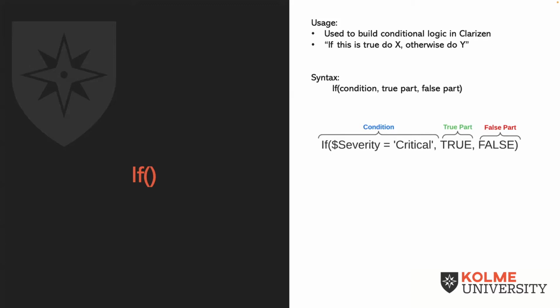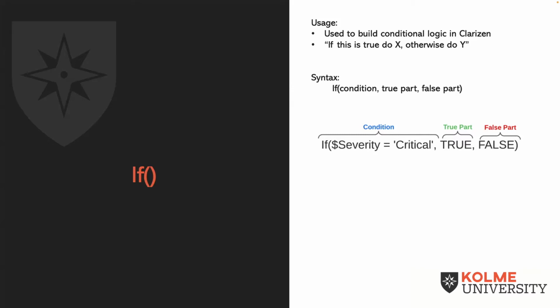So if we look at the example that I have on the screen here, if severity equals critical, we're going to mark it as true. If the severity does not equal critical, it will be marked as false. Right. And so this first part, as you say, it's got to come out as a true or a false. There's nothing else. And usually most places in Clarizen, if you try to do something that doesn't come out as a Boolean, as true or false, then it will let you know.